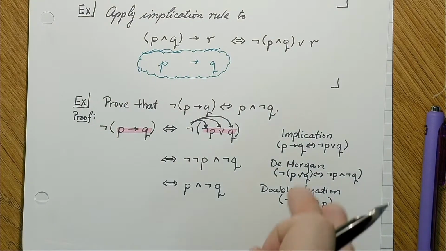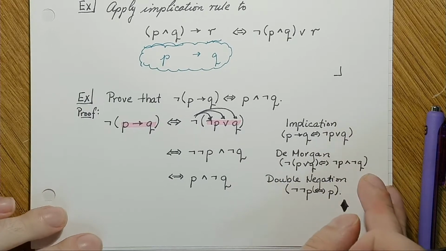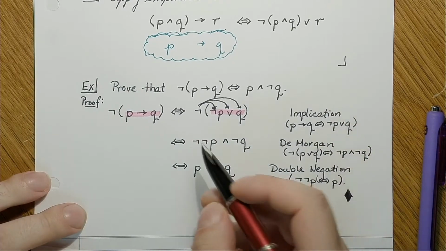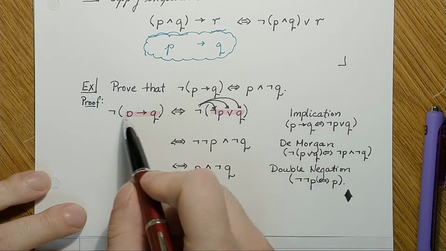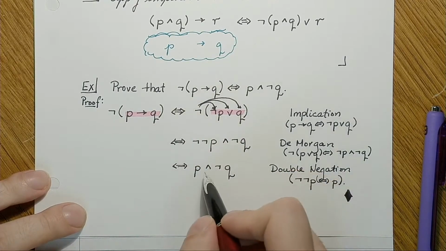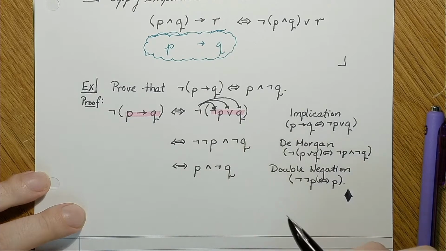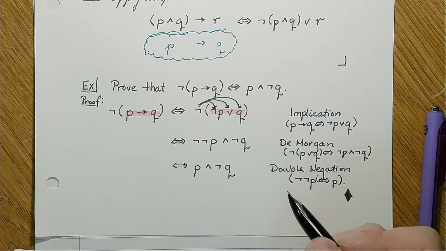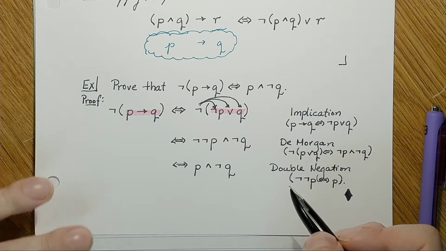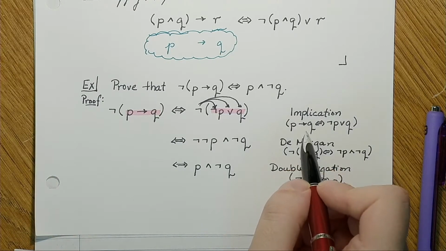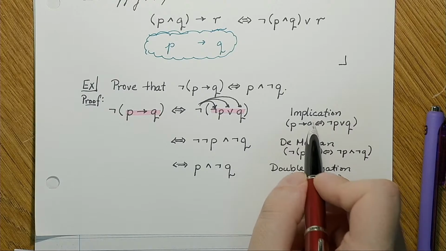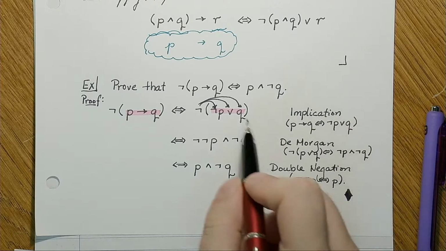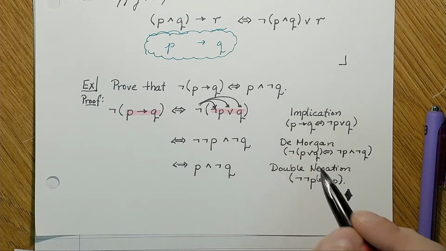So we just went in a circle. I don't know what you mean by a circle, because what we had shown is that not P implies Q is logically equivalent to P and not Q. So what was nice about this was that using our rules, or the rules of inference, by applying the implication, the De Morgan, and the double negation, I was able to show that.